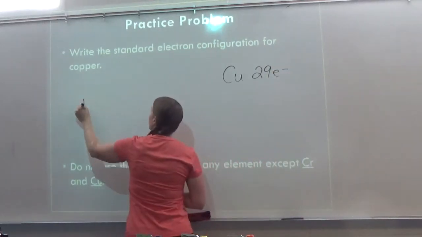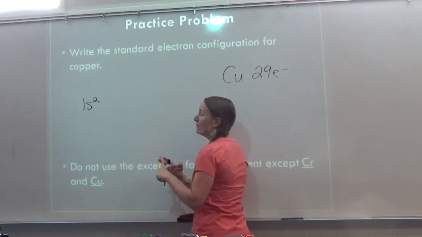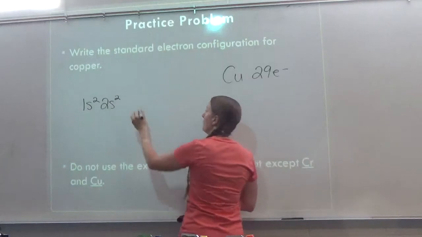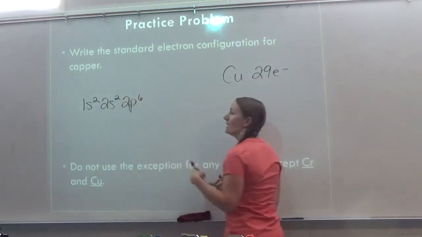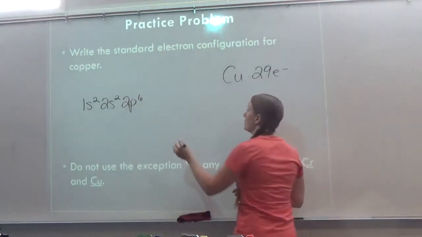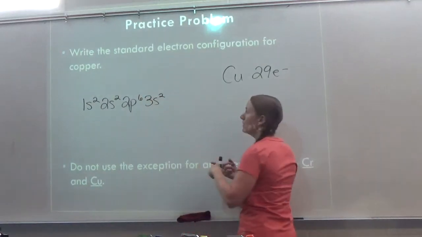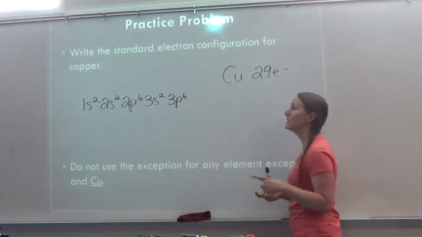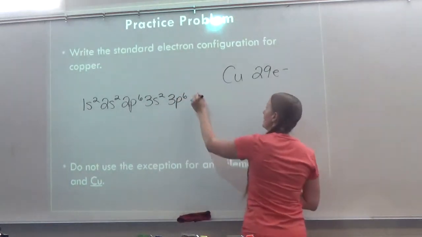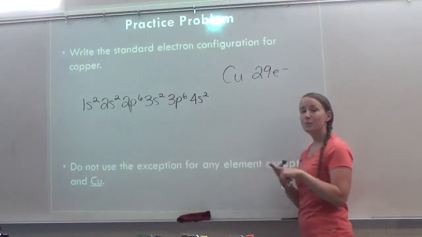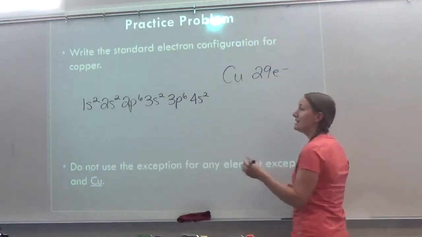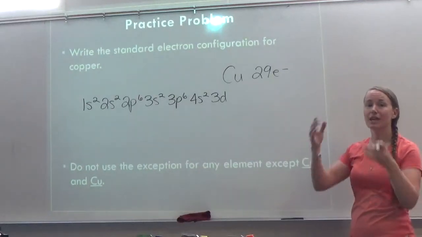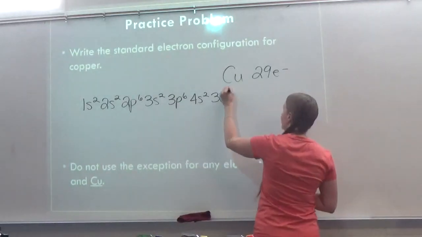So again, let's just write the normal standard. So I'm going to start with hydrogen, 1s2, hydrogen, helium. I'm at lithium, 2s2, lithium, beryllium. I'm at boron, 2p6, that gets me through neon. I'm at sodium, 3s2, sodium and magnesium. I'm at aluminum, 3p6, that gets me through argon. I'm at potassium, 4s2, that gets me potassium and calcium. Now I'm at Sc, scandium, which is 3d, and I count across to copper. So again, just count on your periodic table, it goes to 9.